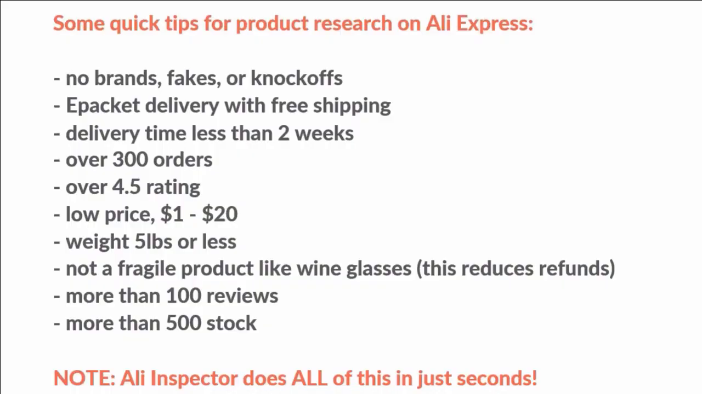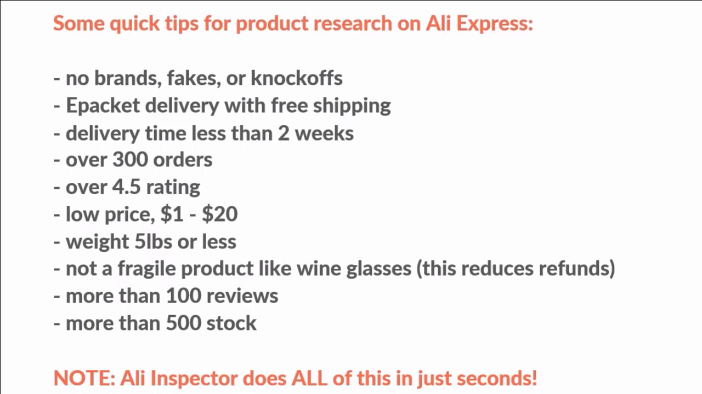Now when selecting products for your e-commerce store, here's some awesome tips that you can follow. You want to be looking for products that have no brands and they're not fakes or knockoffs. For example, do not look for products that have, say, Nike on it. You also want to look for products that have e-packet delivery with free shipping. E-packet is an Asian-based shipping provider. And you also want to look for products that deliver in less than 2 weeks. How long does it take to get the actual product delivered?